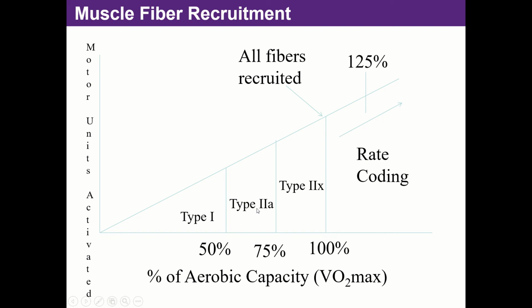And then if we lift more than 75% of our 1 rep max, now we need help from the type 2Xs. And so there you see that increasing motor unit recruitment, or that size principle, where we start with the small muscle fibers and work our way up to the big ones. And then past 100% or near maximal strength, that's when rate coding becomes more important.